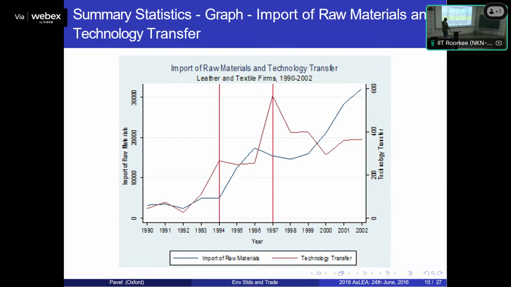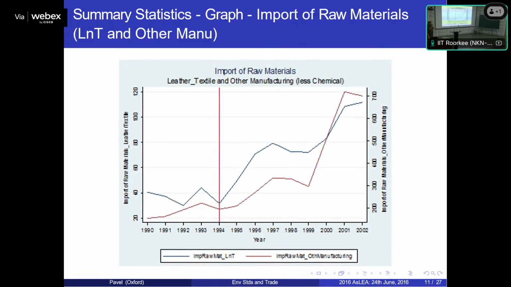But you can see there is a huge change in import of raw materials after 1994, when the ban kicked in. There's not much with technology transfer, which is the red one, but the import of raw materials significantly went up. That means they are importing new inputs from abroad. And the government of India also helped. They slashed the substitutable input prices by one-tenth right there. So that's why import of raw materials goes up significantly.